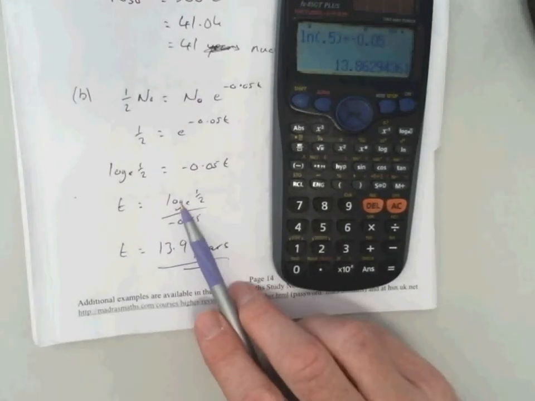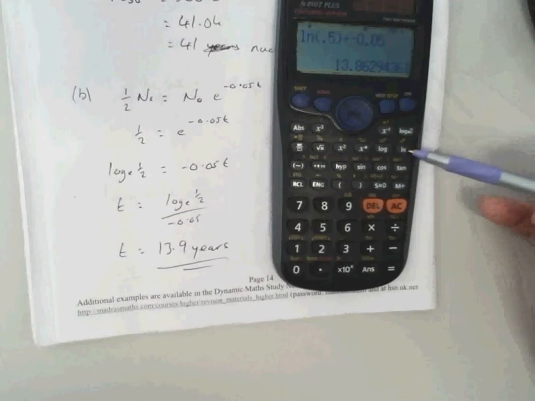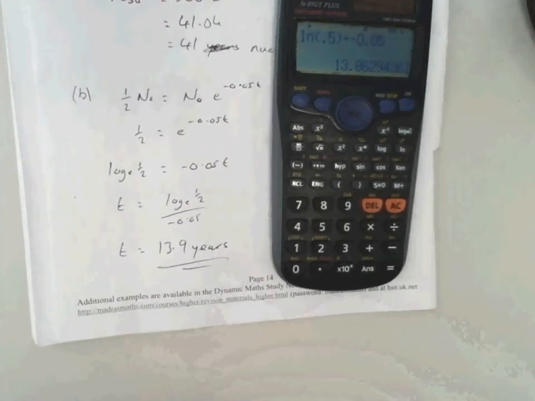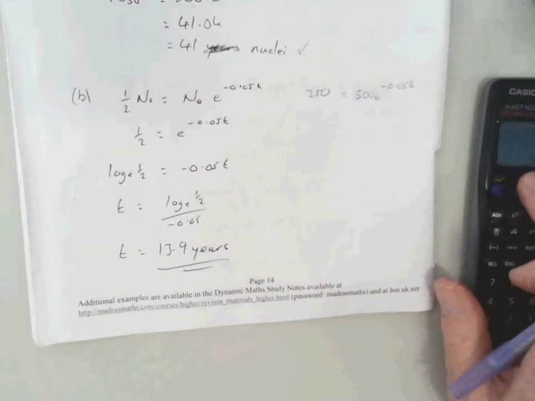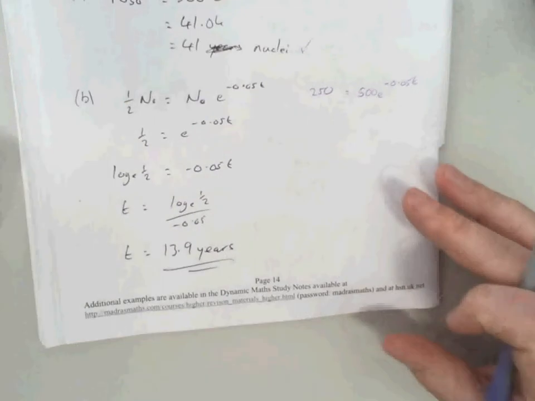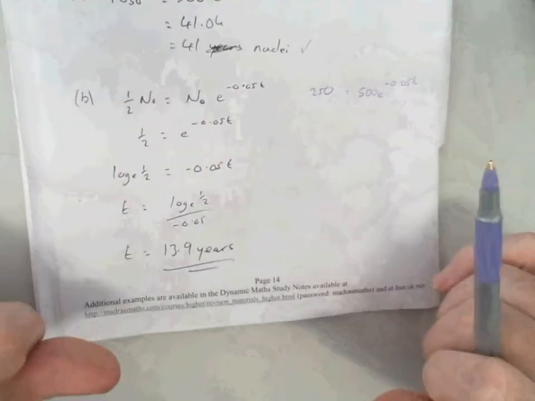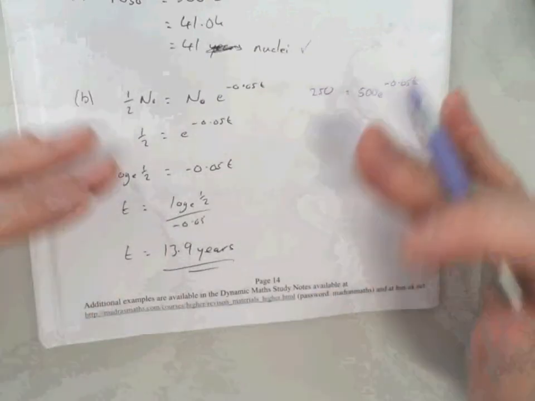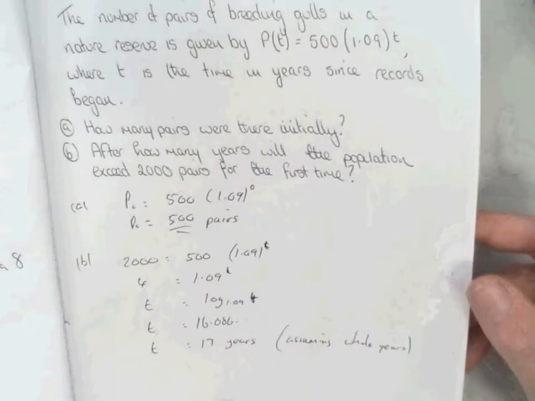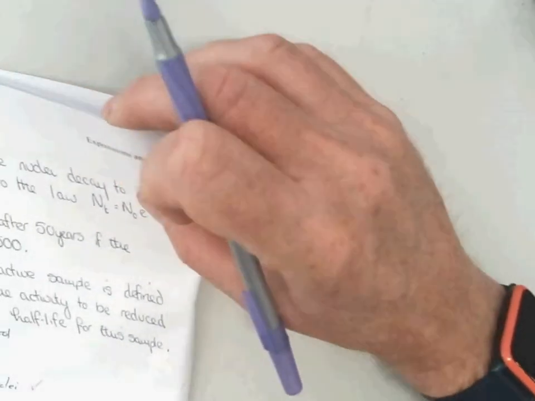Just remember guys, log to the base e has its own special button on the calculator. It's the natural logarithm button, the ln button. So ln 0.5 there. If you need to re-watch that bit, just rewind the video back 2 minutes and watch it again if there's one line that you're not quite sure about. It was basically exactly the same as the previous example but with different numbers.